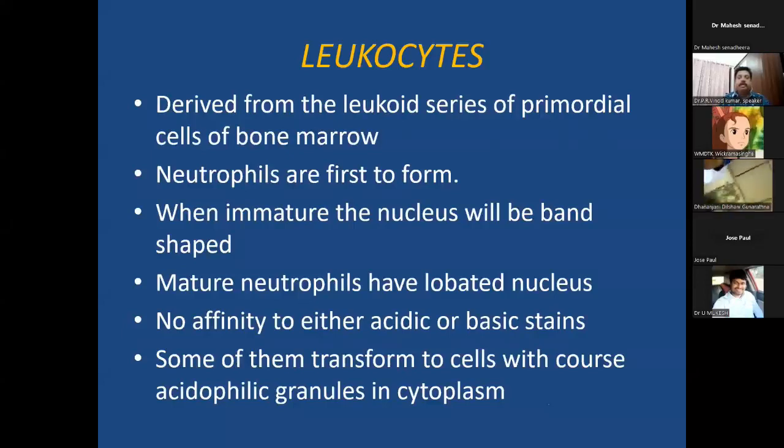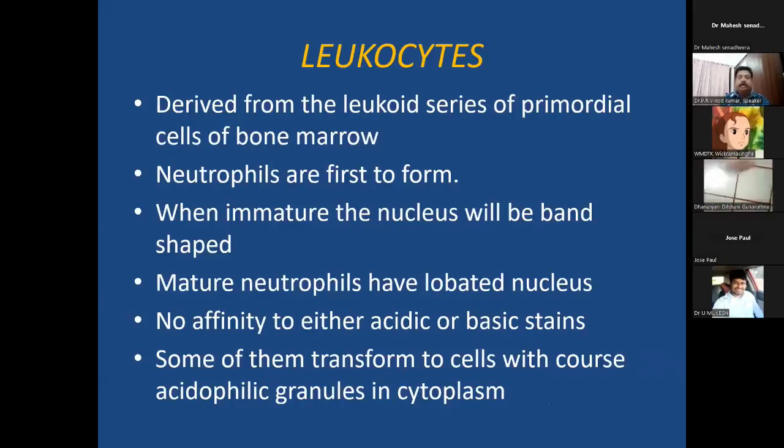The band cell leukocyte. Mature neutrophils will have a lobated nucleus that we'll see later. There is no affinity. So why are they said to be neutrophils? Why is the first form a neutrophil? Neutrophil because they will not have any affinity towards the acidic stain or the alkaline stain.